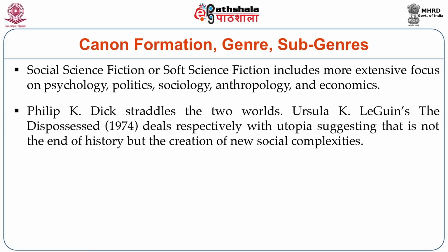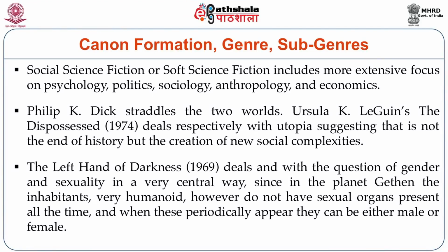But it's with the coming of feminist writers that we find a major shift. For example, in Le Guin's The Dispossessed, we find a dealing with utopia. In this novel, we find that utopia is not the end of history but the creation of new social complexities. Somebody can be unhappy even with utopia and might try to go to the parent world from which the utopians had seceded. On the other hand, The Left Hand of Darkness, a somewhat earlier novel of Le Guin, was an extraordinary text because it dealt with the question of gender and sexuality in a central way.